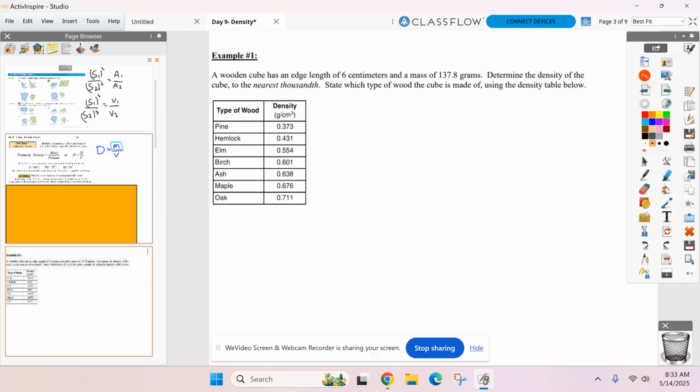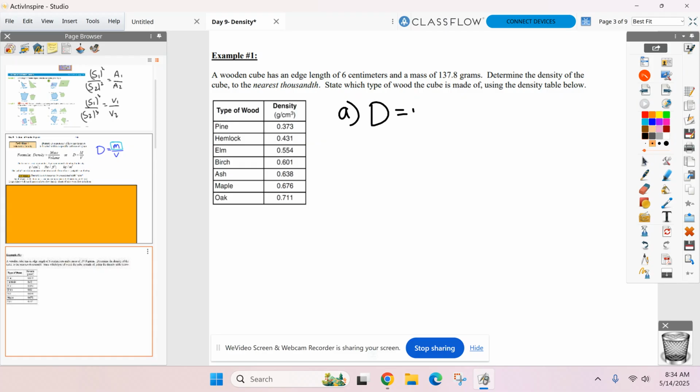Let's start with one. We're dealing with a cube with 6 centimeter edges, and I tell you how much it weighs. What's the density of this cube? There are 2 parts to this, but the first part is: what's the density of this cube?